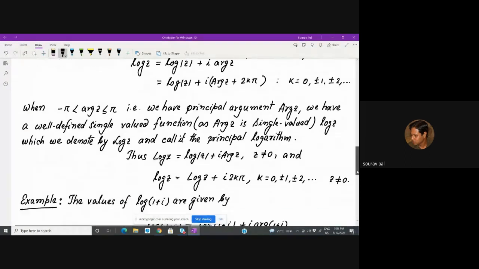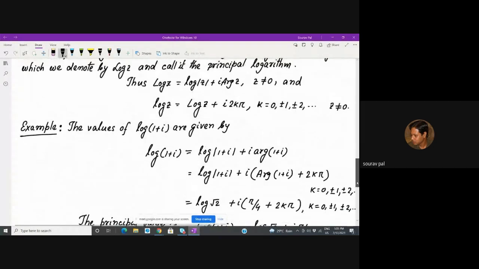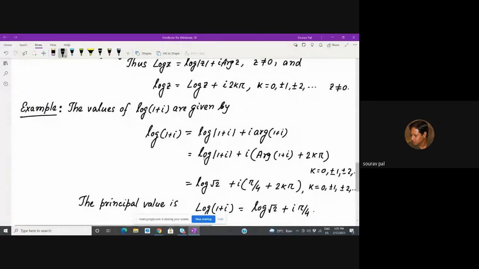So let us see a quick example. What are the values of log of 1 plus i? For example, we have chosen this z to be in particular 1 plus i. This corresponds to the point (1, 1) in the complex plane. You just plug it into your formula. So this is precisely what we have: log mod z plus i times its principal argument plus 2k pi, as we all know. And the modulus of this complex number is square root of 2.